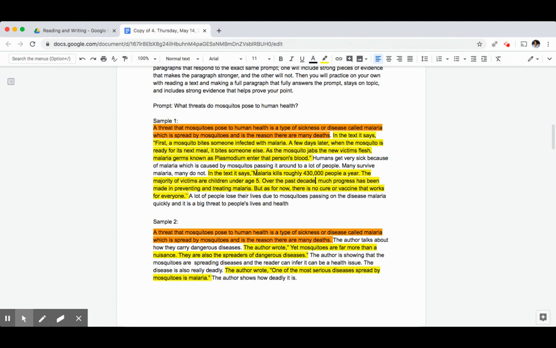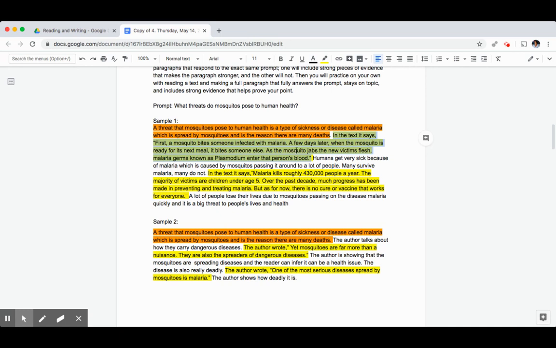The sample here with the best evidence to prove their point is sample 1. And the reason why is because sample 1 uses evidence that directly connects to the disease malaria and evidence that proves how much of a threat malaria is to human health. Let's take a closer look.